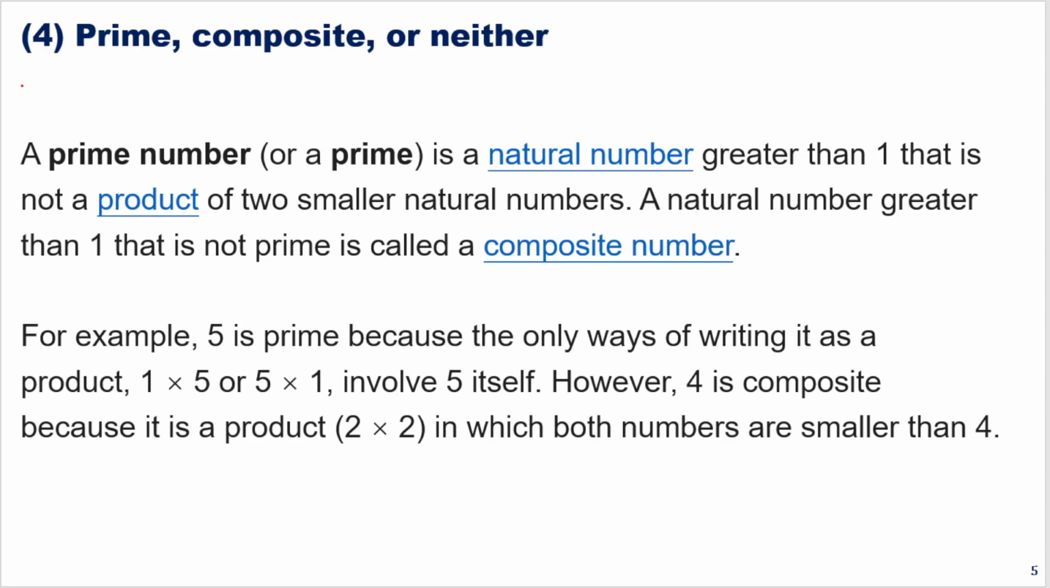For example, 5 is a prime number because the only ways of writing it as a product is 1 by 5 or 5 by 1, right? Does not have other factors. However, 4 is composite because it's a product of 2 by 2 in which both numbers are smaller than 4, right? You follow me?